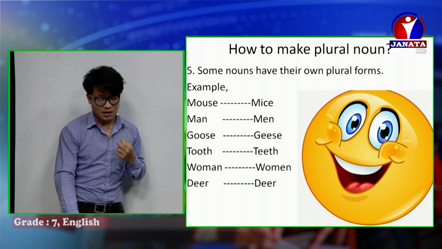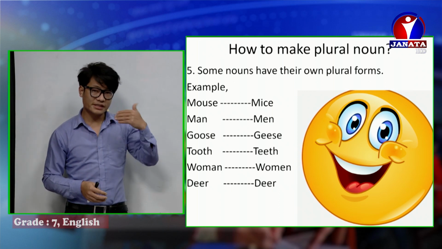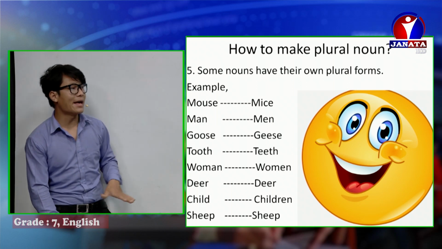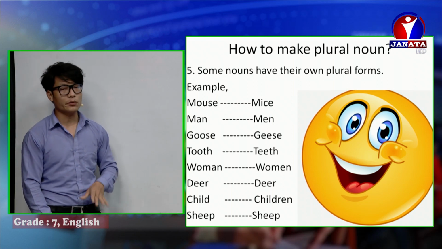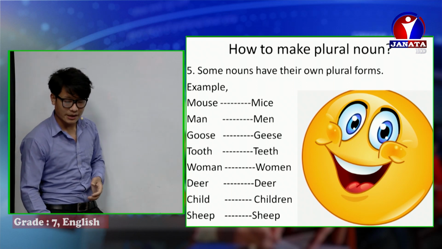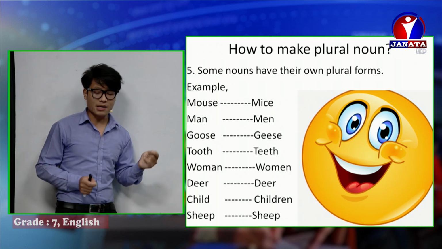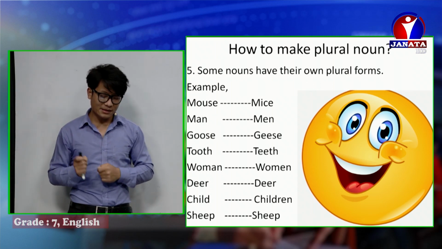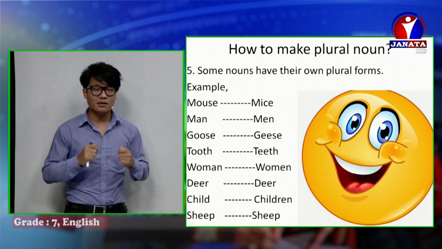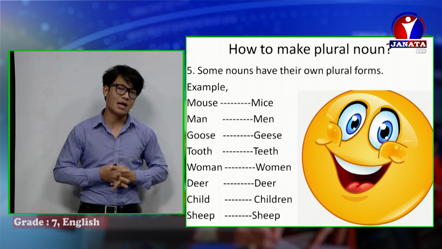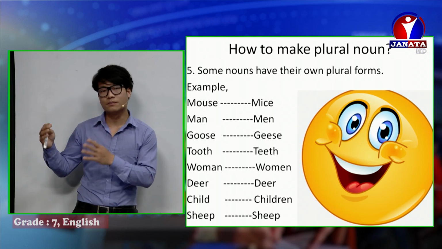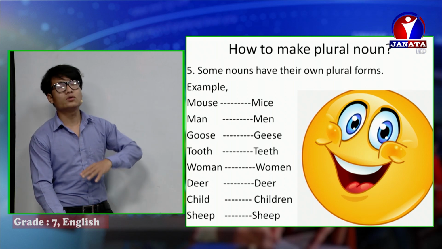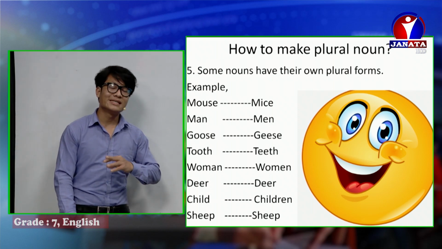Tooth, teeth, woman, women, deer, deer. Child, children, sheep, sheep. So these are examples of nouns which have their own plural form. Let me repeat it again: mouse, mice, man, men, goose, geese, tooth, teeth, woman, women, deer, deer, child, children, sheep, sheep. So these are the nouns. You can find more nouns like this which have their own plural form. Okay? So these are the rules for how to make a plural noun from a singular noun.